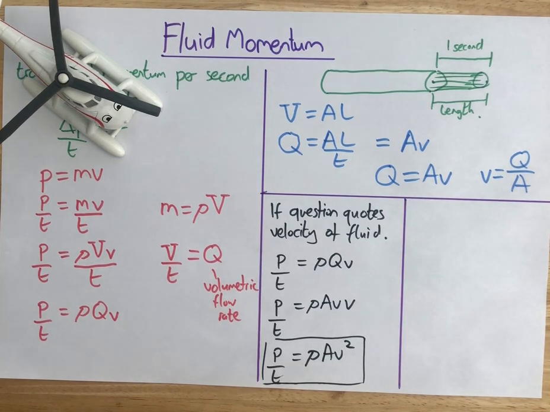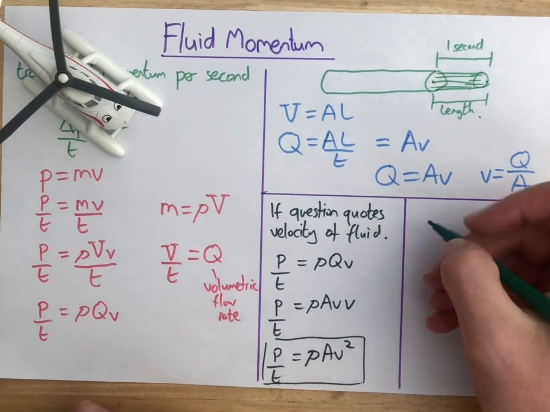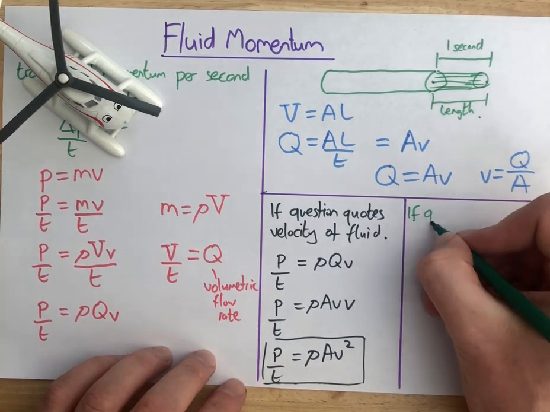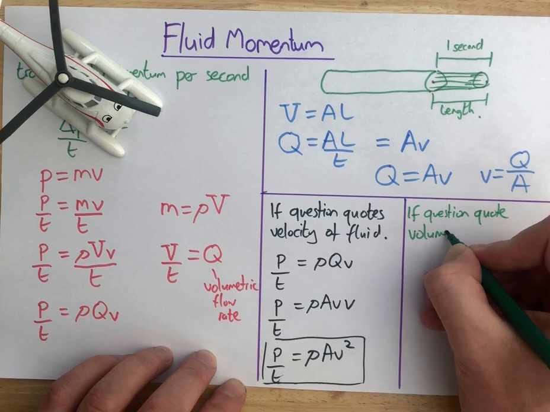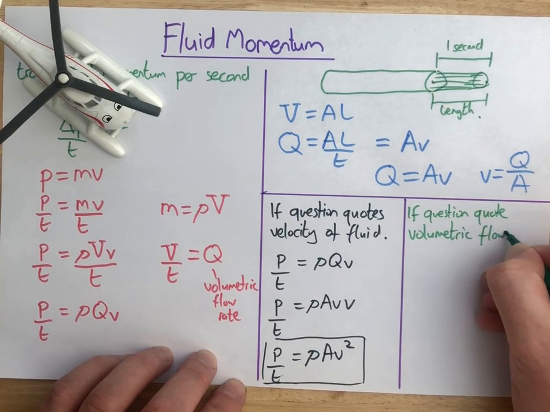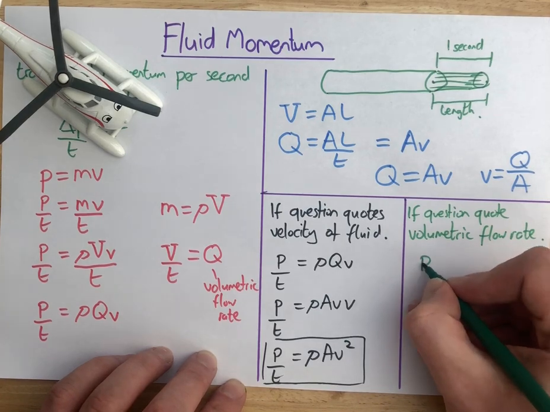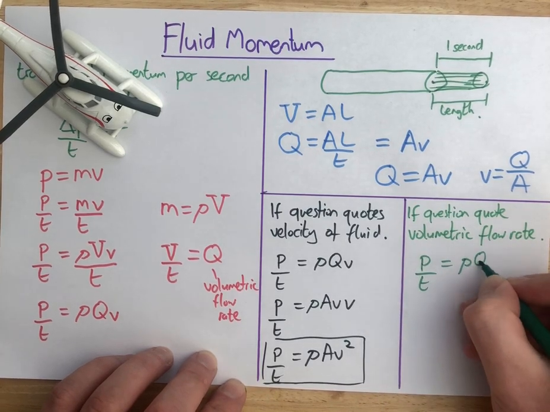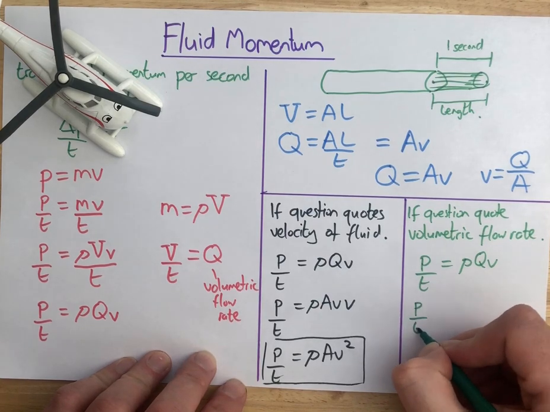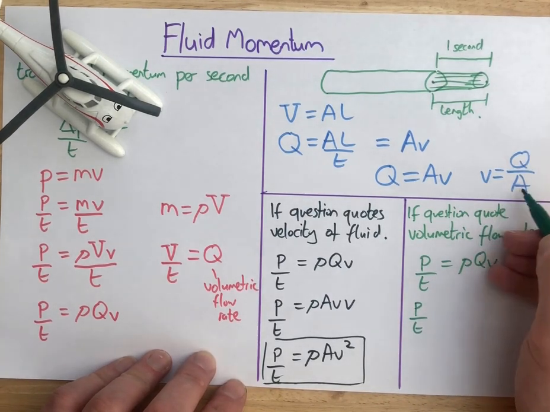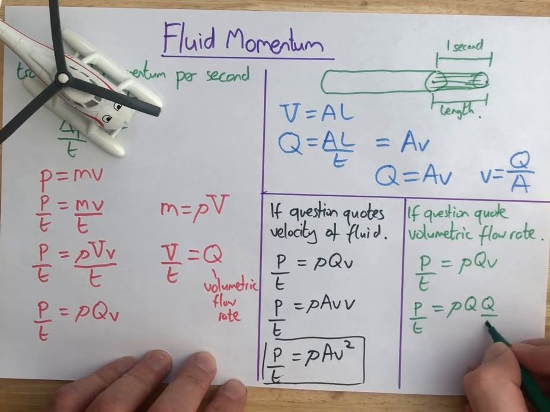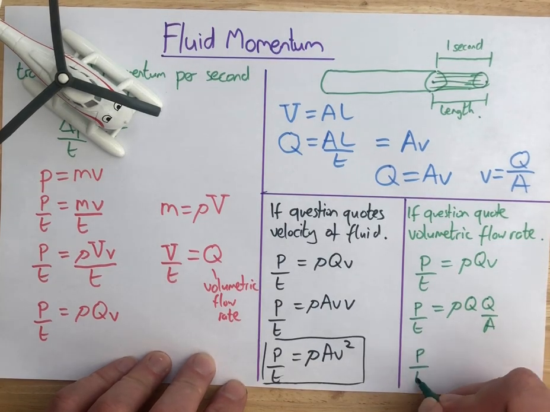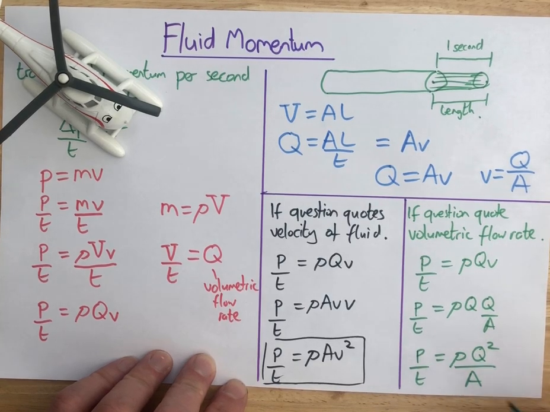If, on the other hand, you are given the volumetric flow rate, which sometimes they will give you in a question, so the question quotes volumetric flow rate, again, we're just going to substitute in. Starting point's the same, rho Q v, but now we don't know the velocity, so I'm going to substitute in Q over A. So I've got rho Q, and instead of velocity, Q over A, and you can see that simplifies down to rho Q squared over A.